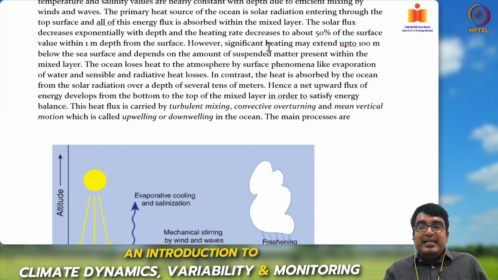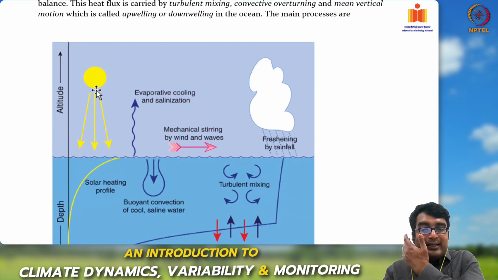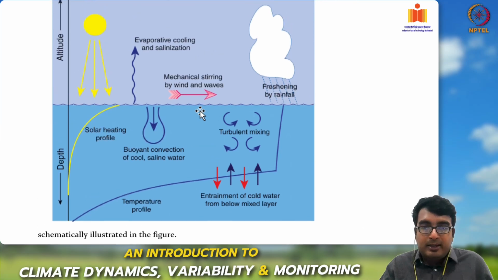In contrast, heat is absorbed by the ocean from the solar radiation over a depth of several tens of meters. Hence, you have a net upward flux of energy from the bottom to the top of the mixed layer in order to satisfy the energy balance. Let's understand this using this very simple kind of graphic.